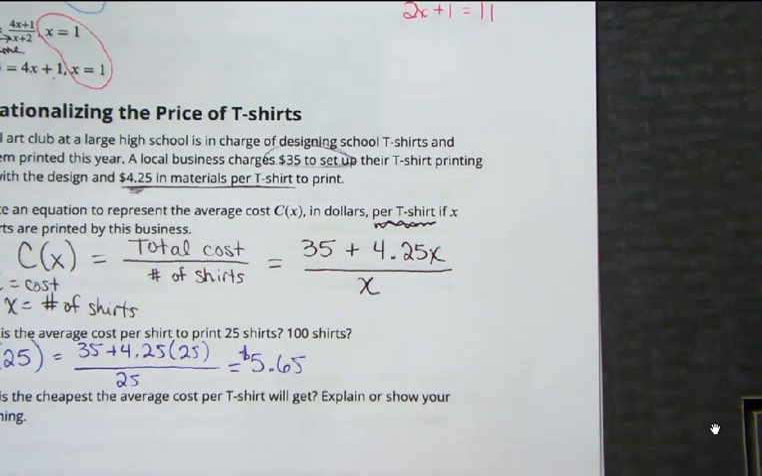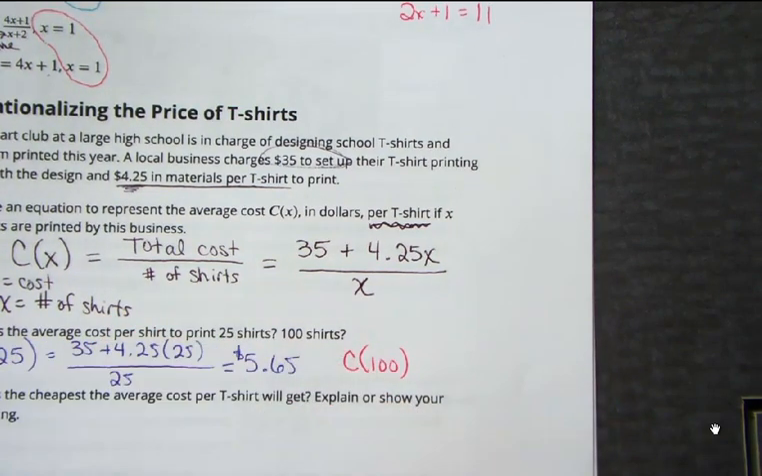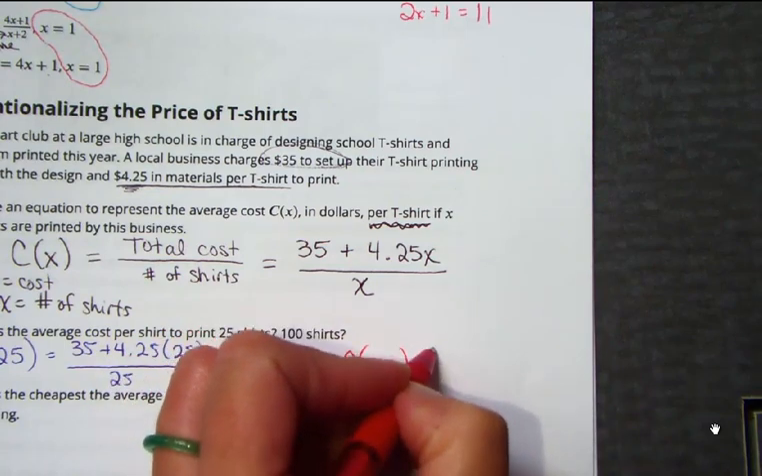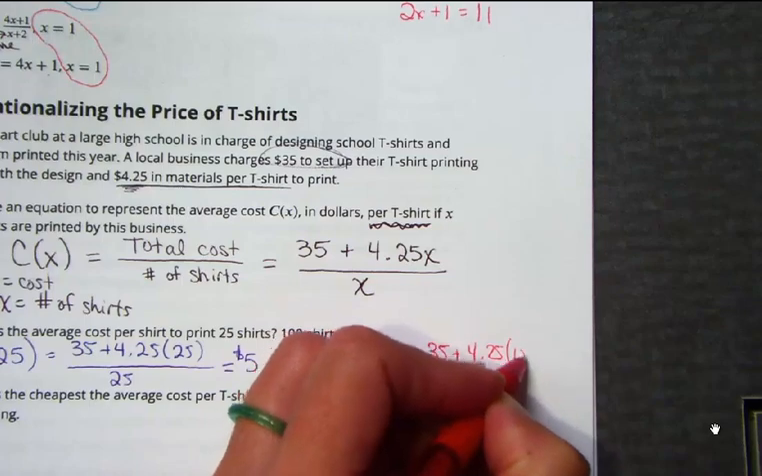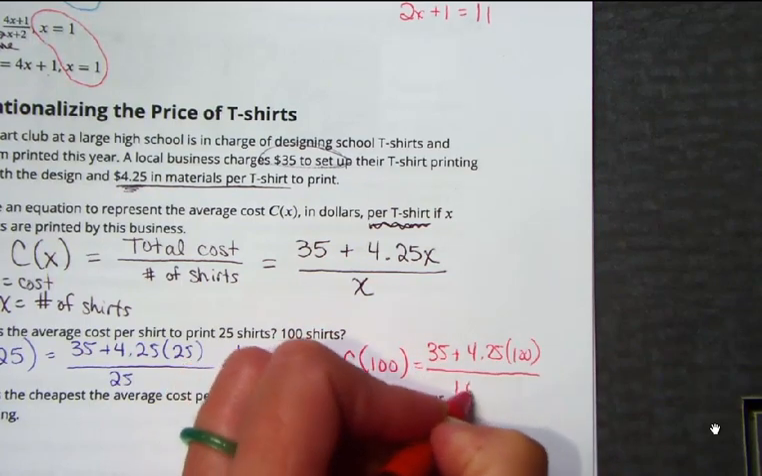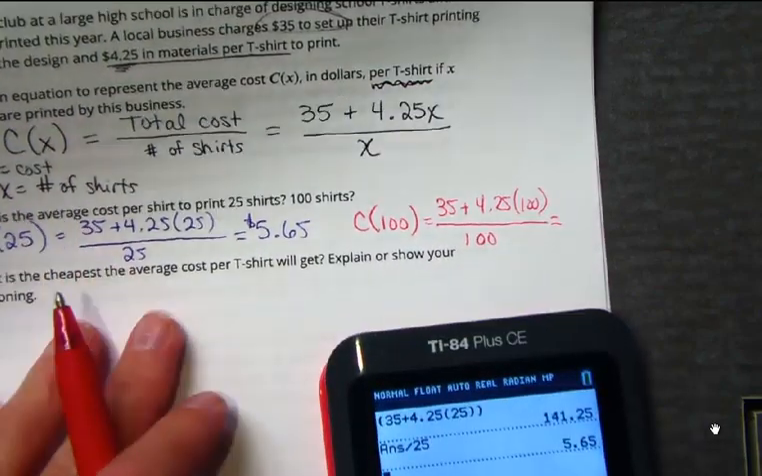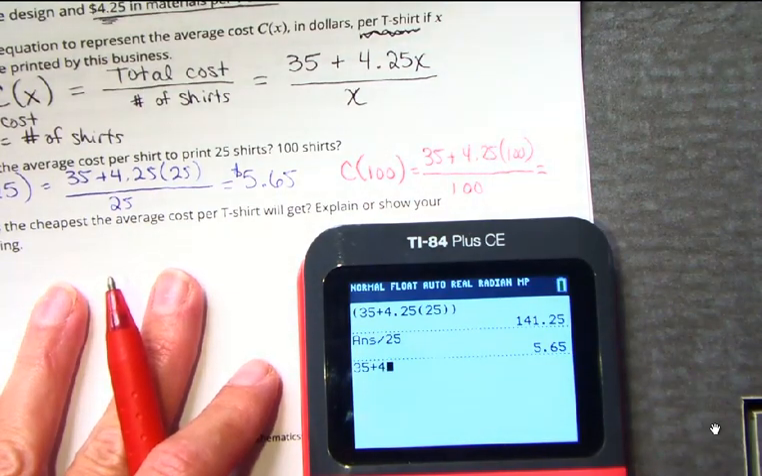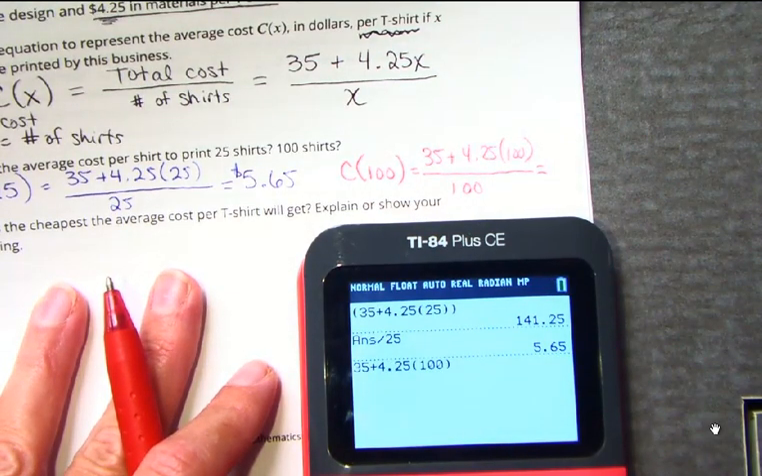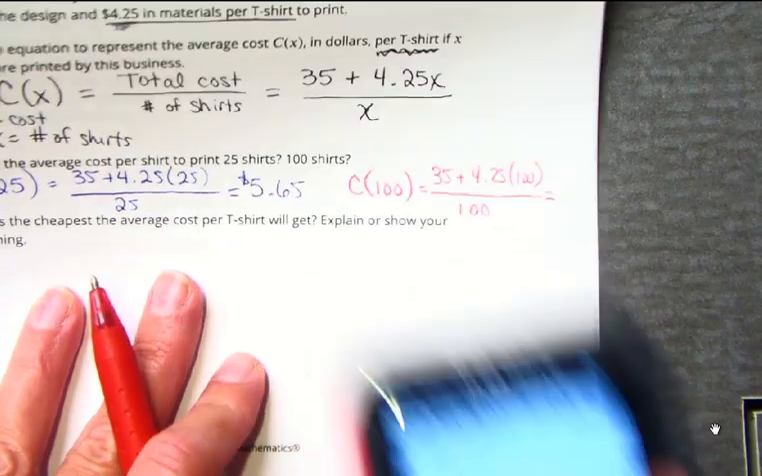Now if they order 100 shirts, let's see what that cost is going to look like. Still has that flat fee, $4.25, this time times 100 shirts, and we're going to divide it all by 100 to see what that cost is per shirt. 35 plus 4.25 times 100, divide it by the 100 shirts that we're buying, $4.60 a piece.